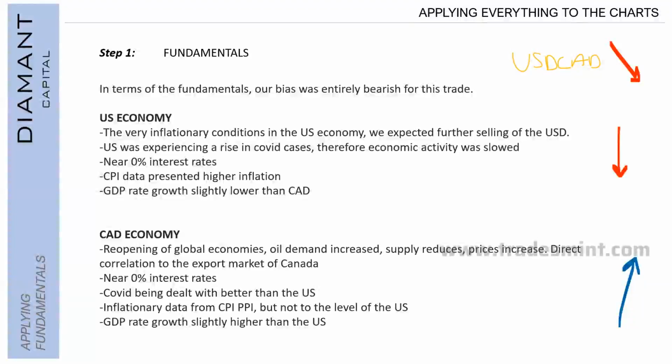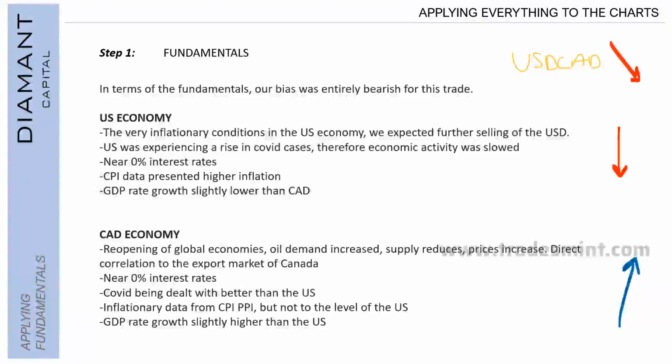Here as well, you had near 0% interest rates for the same reason as the US. However, COVID was being dealt with much better than the US. More businesses were able to stay active, with fewer lockdowns as well because they had prepared in advance. Then you've got the inflationary data from CPI and PPI. Of course, it was high levels of inflation, which is what you expect around this time, because with the quantitative easing program as well, you're going to get more money supply into the market, therefore higher inflationary data. However, it wasn't to the level of the US.